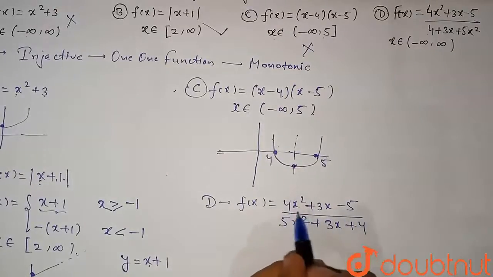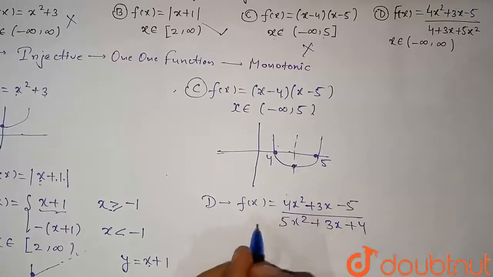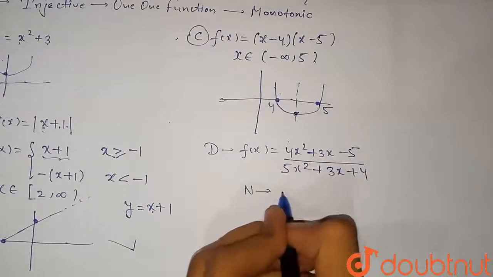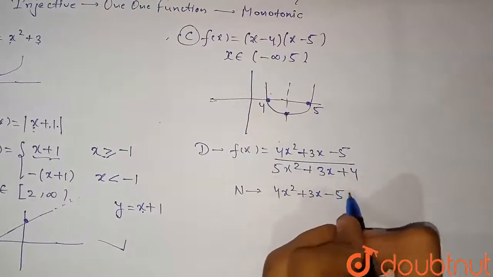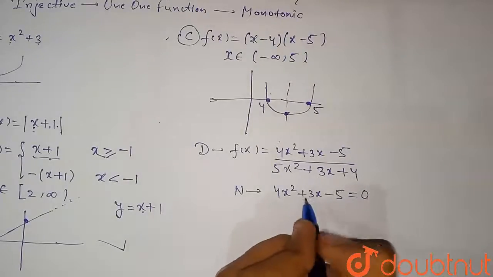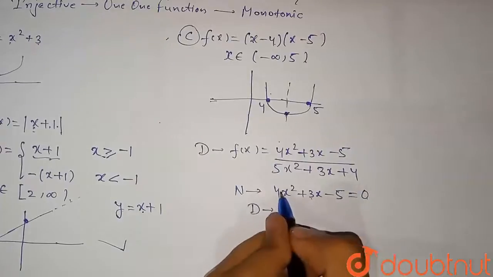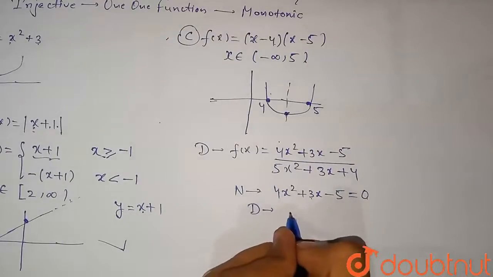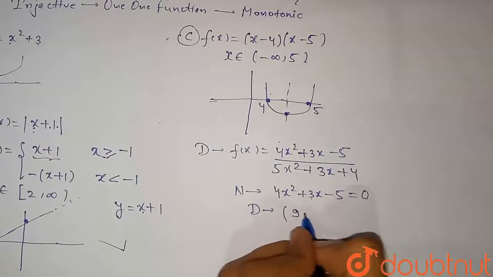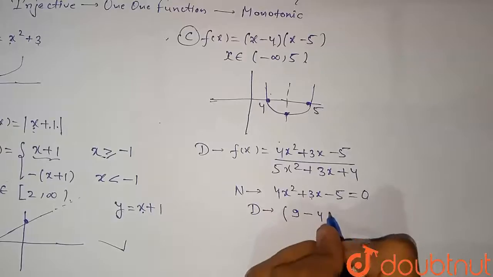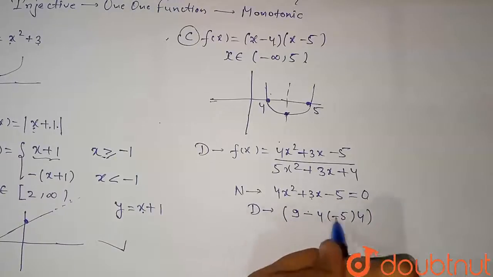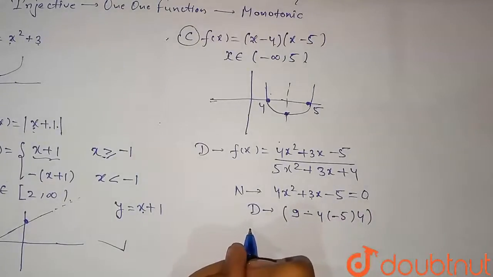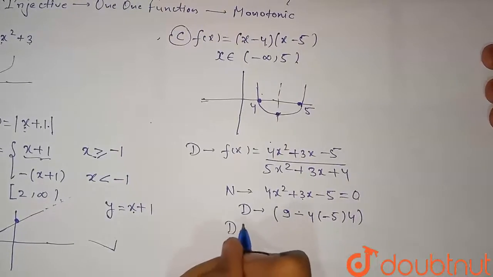So if we find the roots of the numerator, let us name this numerator N, so N is given by 4x square plus 3x minus 5, and if we equate this numerator equal to 0, then for this quadratic equation the discriminant will be 3 square minus 4 into minus 5 multiplied by 4, that is 9 plus 80. Here minus into minus becomes plus, so this discriminant is basically positive. So from here we can say that D is greater than 0.